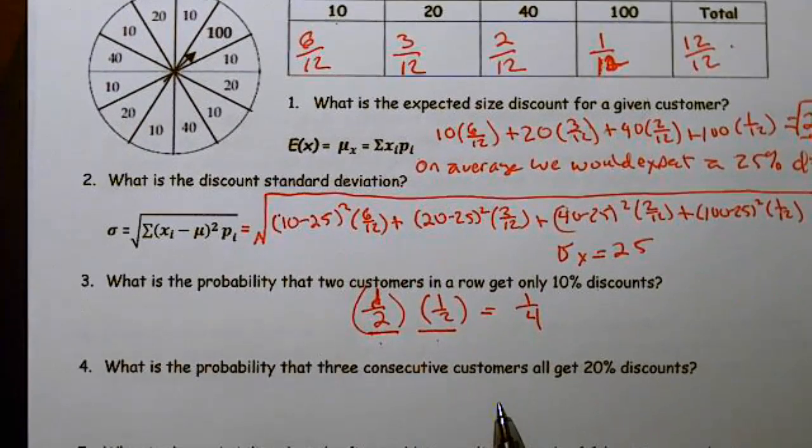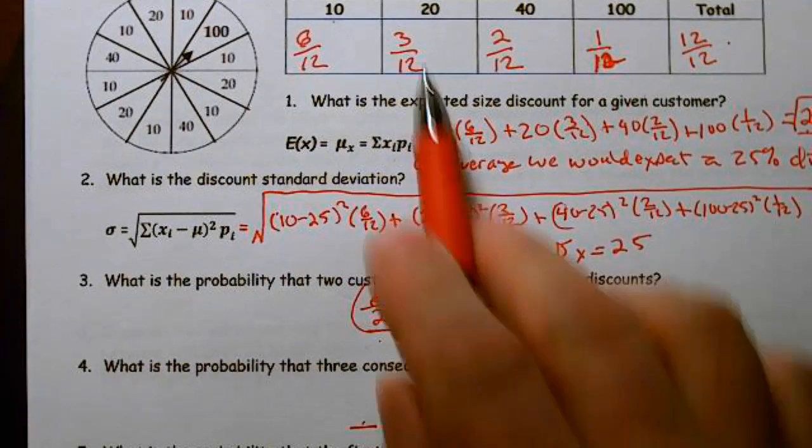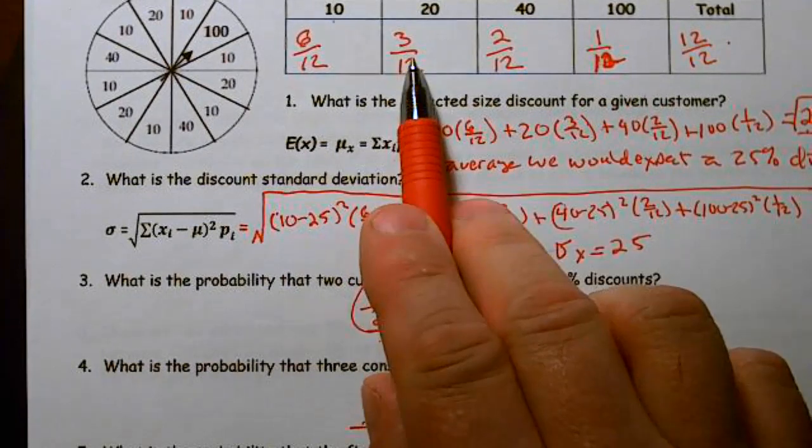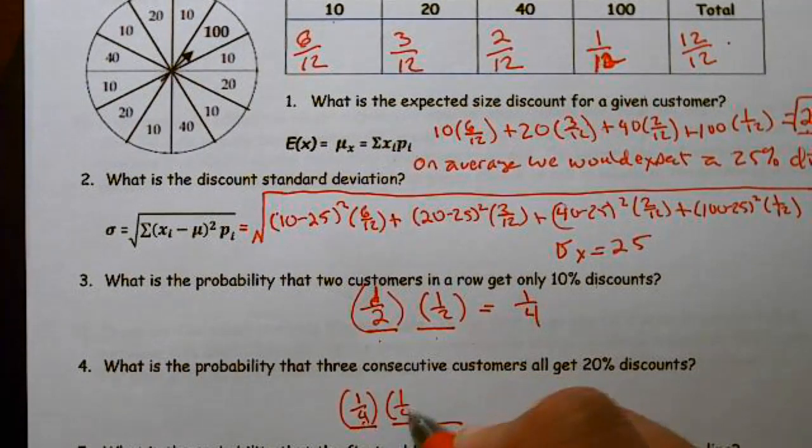What's the probability that 3 consecutive customers get 20% discounts? So in this case, I have 3 blanks because I'm doing 3 things. So we're looking for a 20% discount. Well, 3 out of 12 is 25%. So that's basically 1/4. And I could use decimals and it would still work just as well. I could have done 0.25 times 0.25, etc. And I would get there.